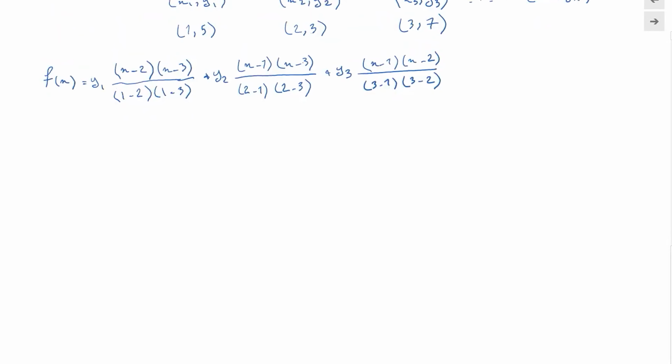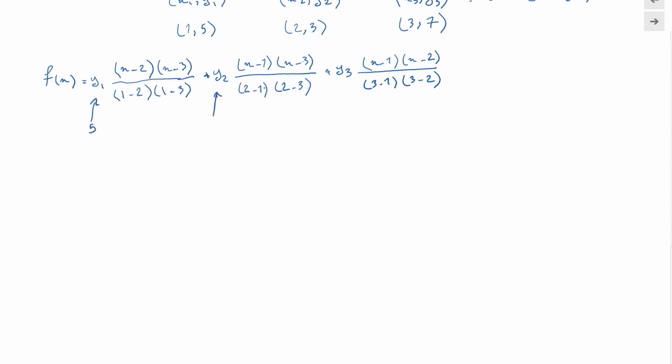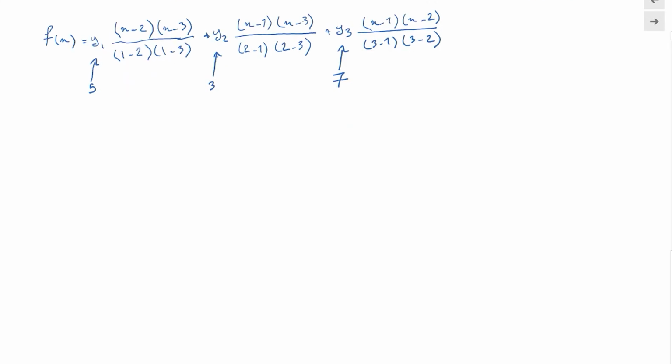So also I know the y1, y2, and y3. So the y1 is 5, y2 is 3, and y3 is 7. So when I plug all these things in, I can reconstruct the function f, and then all I need to recover to know the secret is to compute f of 0, right?